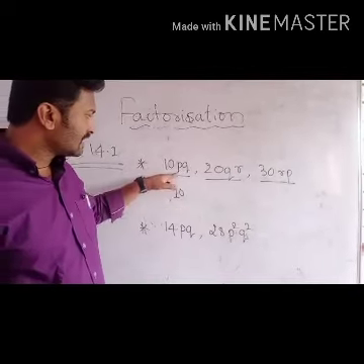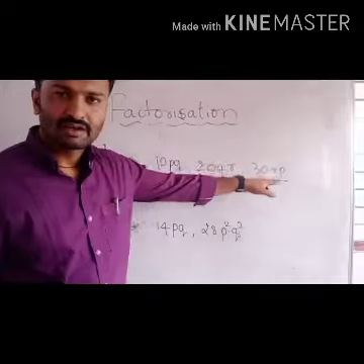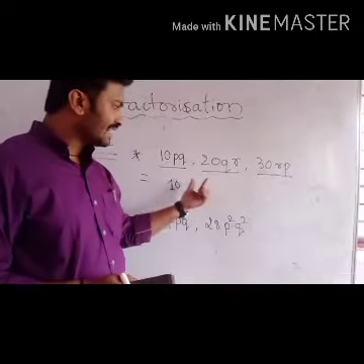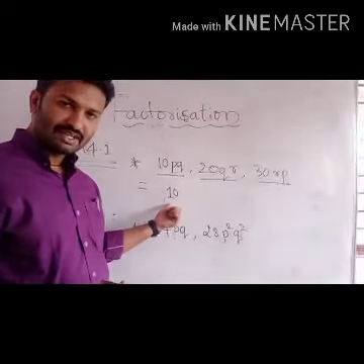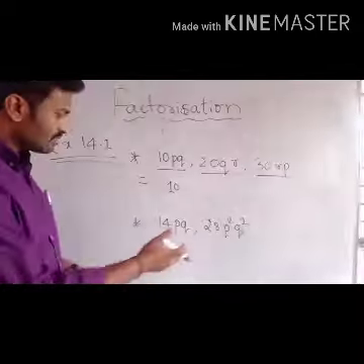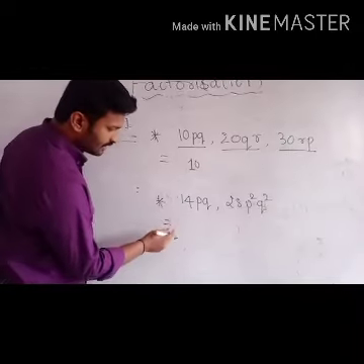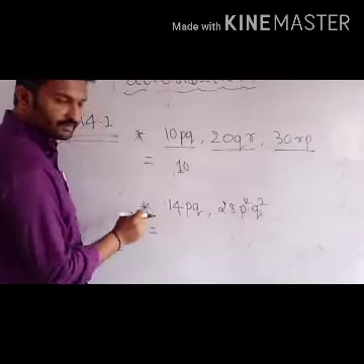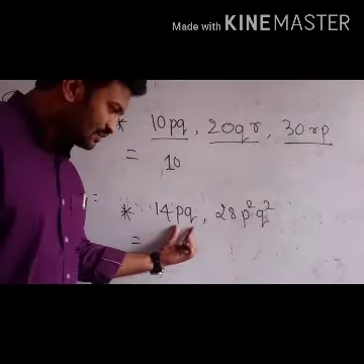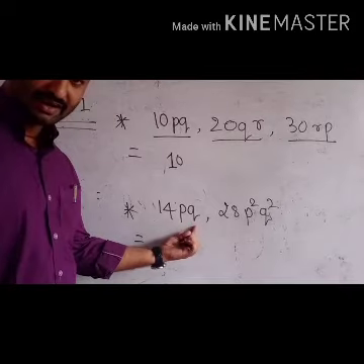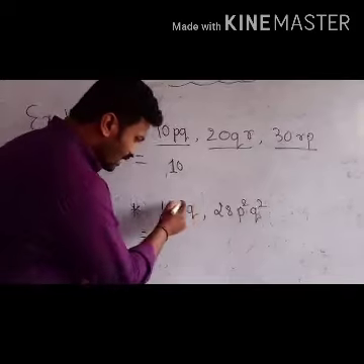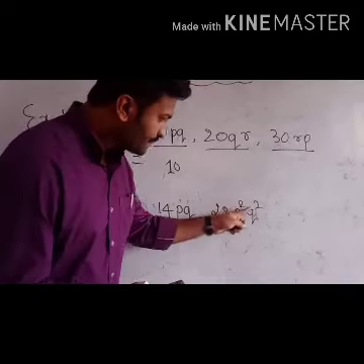Here no variable is common. Then 10, 20, 30 are divisible by the 10 table, so 10 is a common factor. Next, one more problem: 14pq, 28t square q square. See here, p and q. Here also p and q. Here 1p, 1q. Here 2p, 2q.